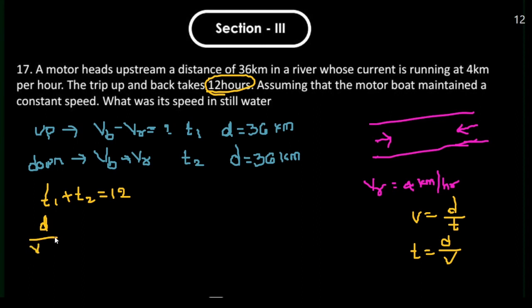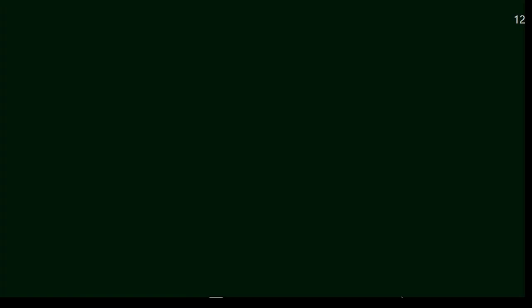So here the distance is 36 kilometers, d, by velocity. Velocity is nothing but VB minus VR in upstream, right? So it is d by (VB minus VR) plus T2. What is T2? It is again d by VB plus VR, equal to 12. So this is our equation. Now we need to solve this equation, right? So let's take another slide. So the equation is d by, what is d here? 36 kilometers, right? So let's just write the values.